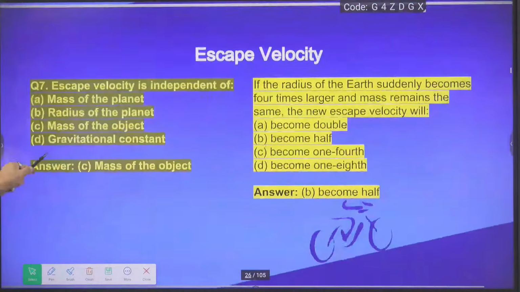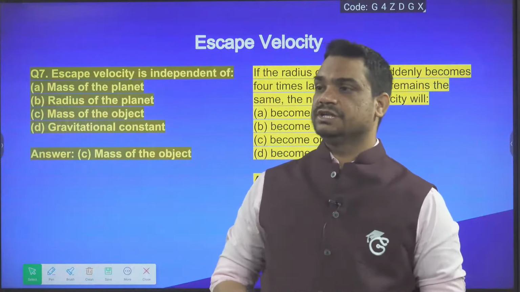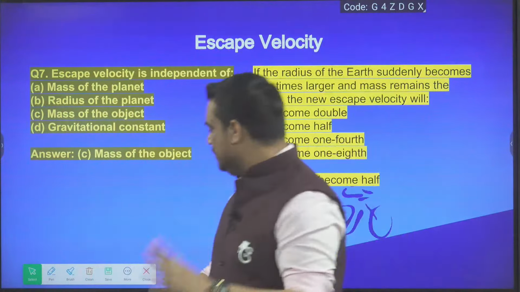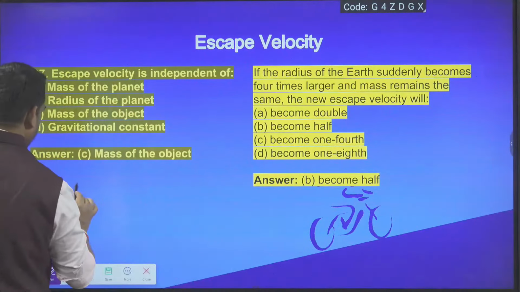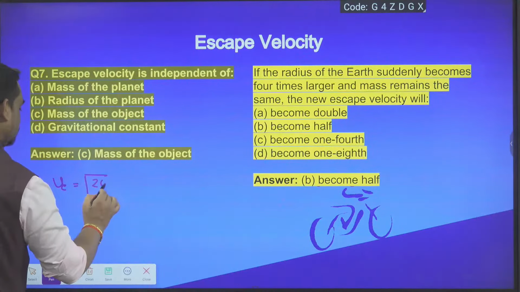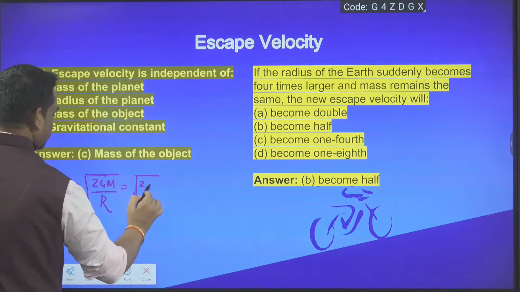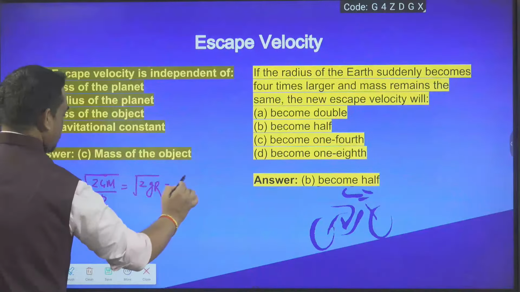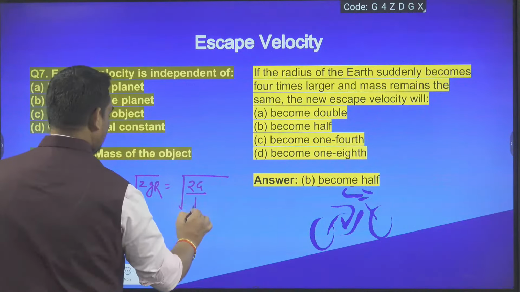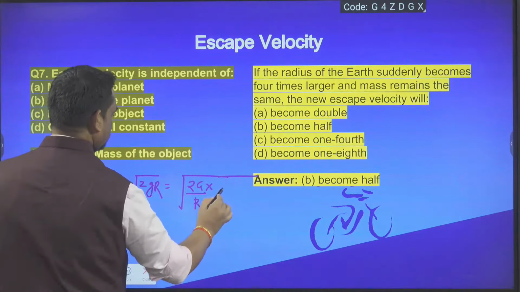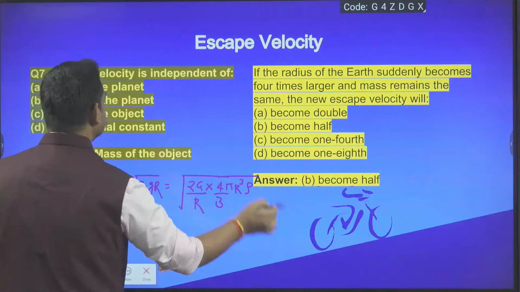Coming here to escape velocity. Okay, escape velocity, more questions are not there, so I have taken some questions. The formula of escape velocity is v equal to root of 2GM by R, or I can say root of 2gR, or in terms of density, root of 2G by R times mass. Mass will be the volume into density, so you can write here 4 by 3 pi R cube into rho, and you can simplify.